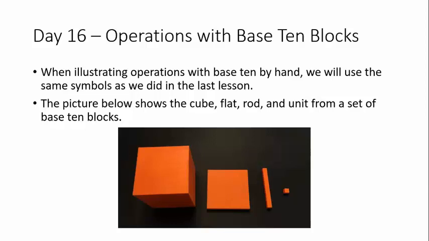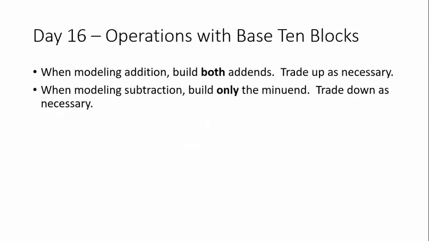You see here a picture. This shows your elements in a base 10 block kit. You see the cube, the flat, the rod, and the unit. When modeling addition, build both addends, and trade up if necessary. When modeling subtraction, build only the minuend, and trade down if necessary.